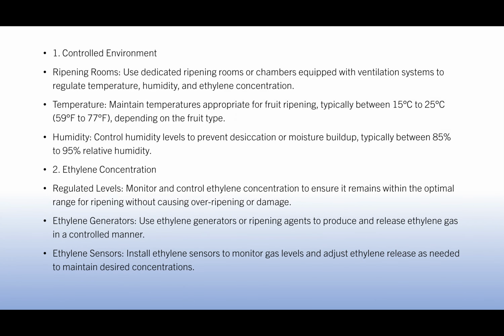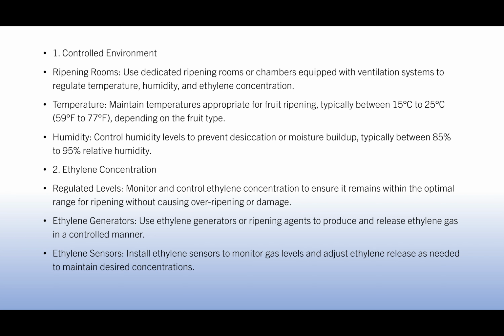So the ripening rooms themselves have regulated temperature, humidity, and ethylene concentration, and they're well ventilated. The temperature appropriate for ripening is typically around 15 to 25 degrees Celsius, depending on the type of fruit, usually cool. Humidity, we tend to have high humidity. And then we regulate the ethylene concentration depending on whether we want it to ripen quickly or slowly, and we do it to prevent over ripening or any type of damage.